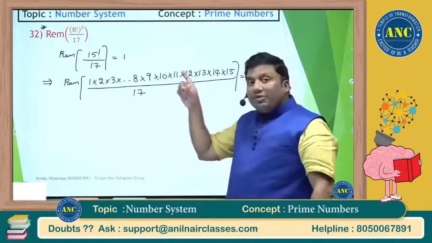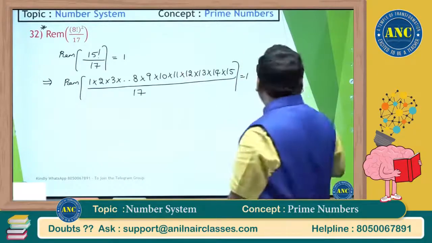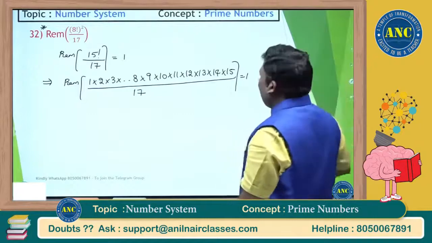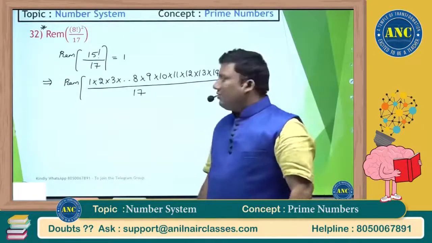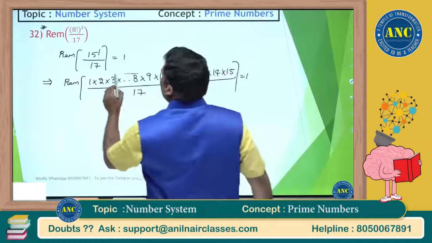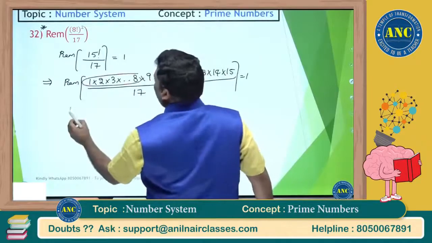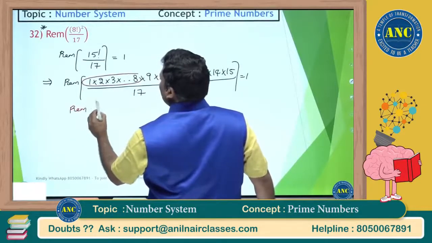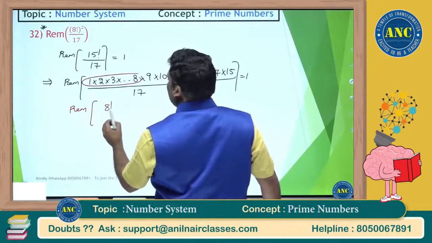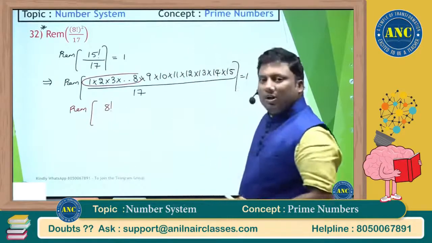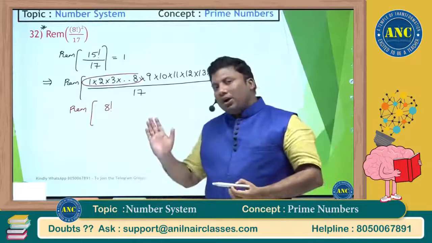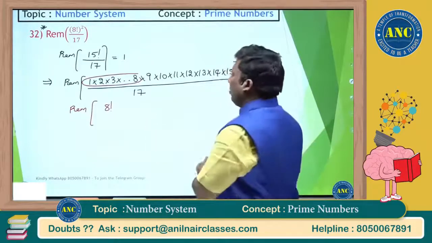We require 8 factorial whole square. We know that 15 factorial divided by 17, it is 1. 1 into 2 into 3 till 8, the product of all the natural numbers from 1 to 8, it is 8 factorial. Are you all with me? 8 factorial is the product of all the natural numbers from 1 to 8.